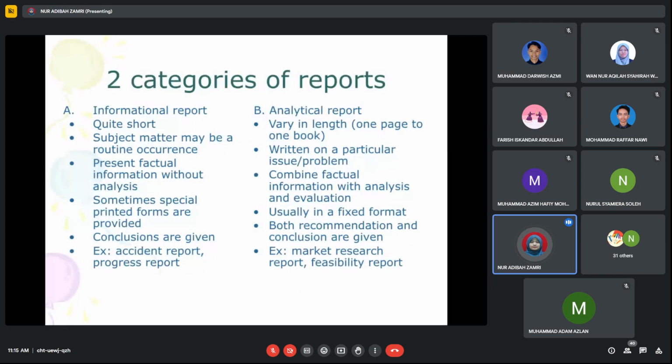All right, what else? There are two categories of report. Just now you looked at the definition, and now these are two categories of reports. Number one, we have informational report, and the second one, we have analytical report. Hold on, someone asking to join.